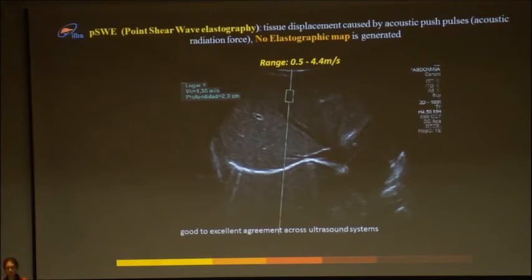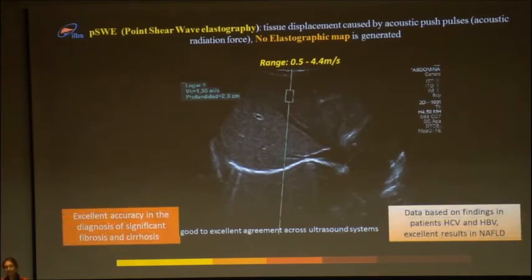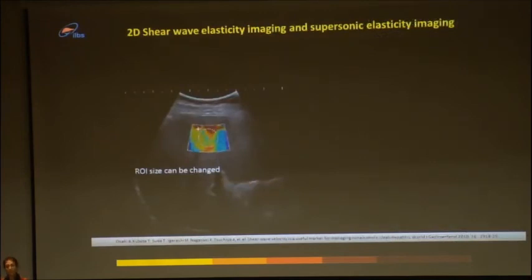Shear wave is a good elastography technique. It gives good to excellent agreement across ultrasound systems. It measures the elastography in meters per second, which is the velocity of the sound which is coming back. No map has been generated, only values are given, and you find the median of the values. Of course, accuracy decreases in all obese patients, which is why now the AI methods are bringing in tools where the machine helps you find a setting or a place in the liver which gives you the best measurements.